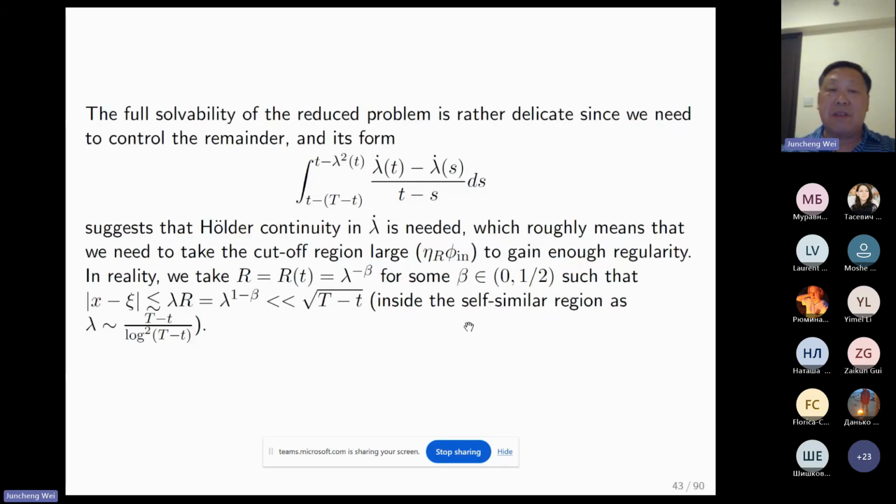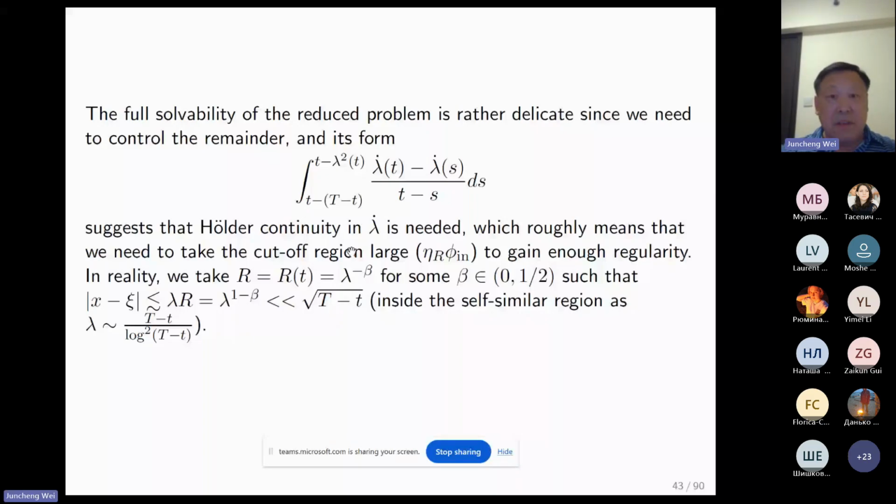Of course, we have this Hölder term. We have to use the Hölder continuity, and so this means you have to take your cutoff very close to the self-similar part to gain regularity. There is a lot of computation inside here, but this is the basic idea.